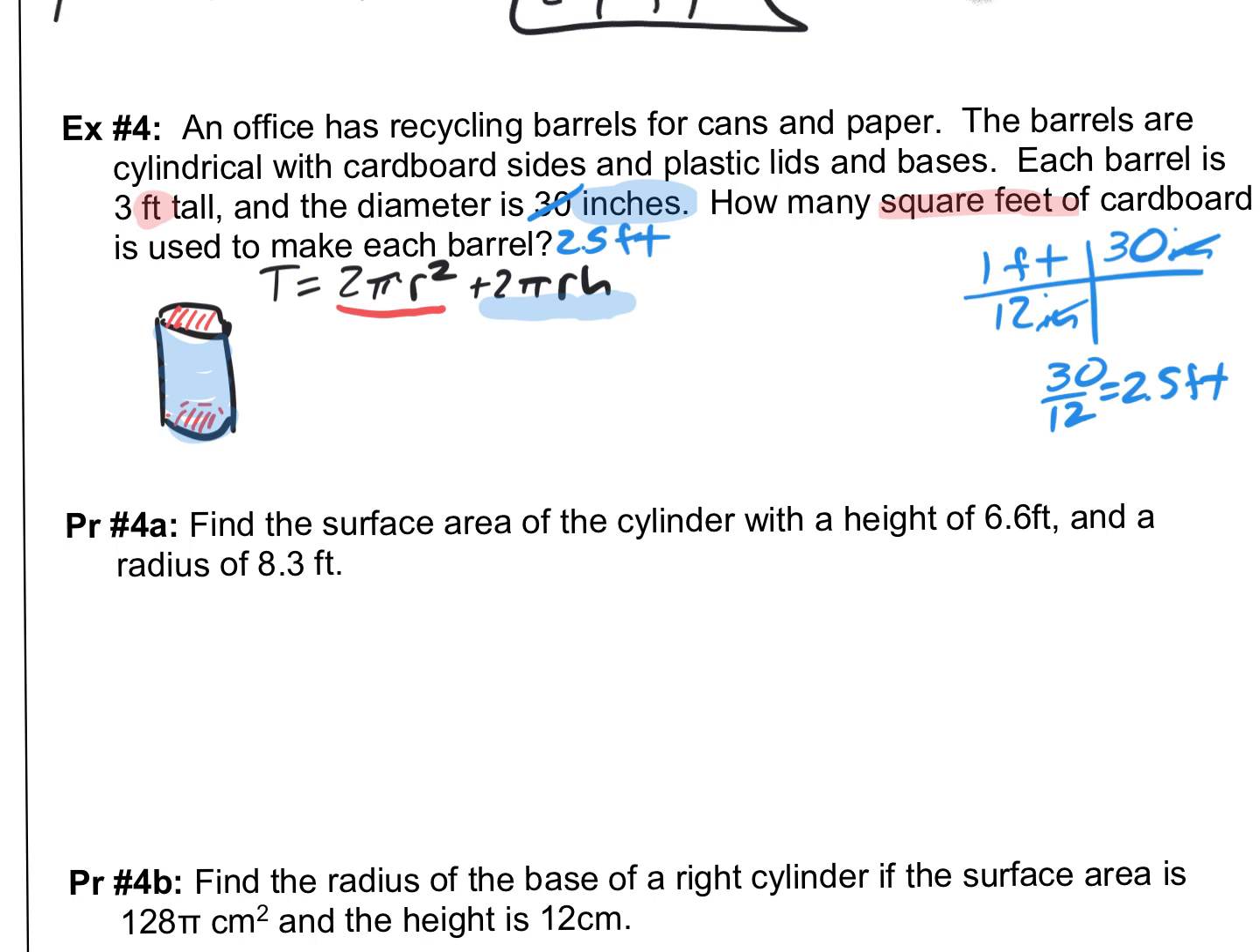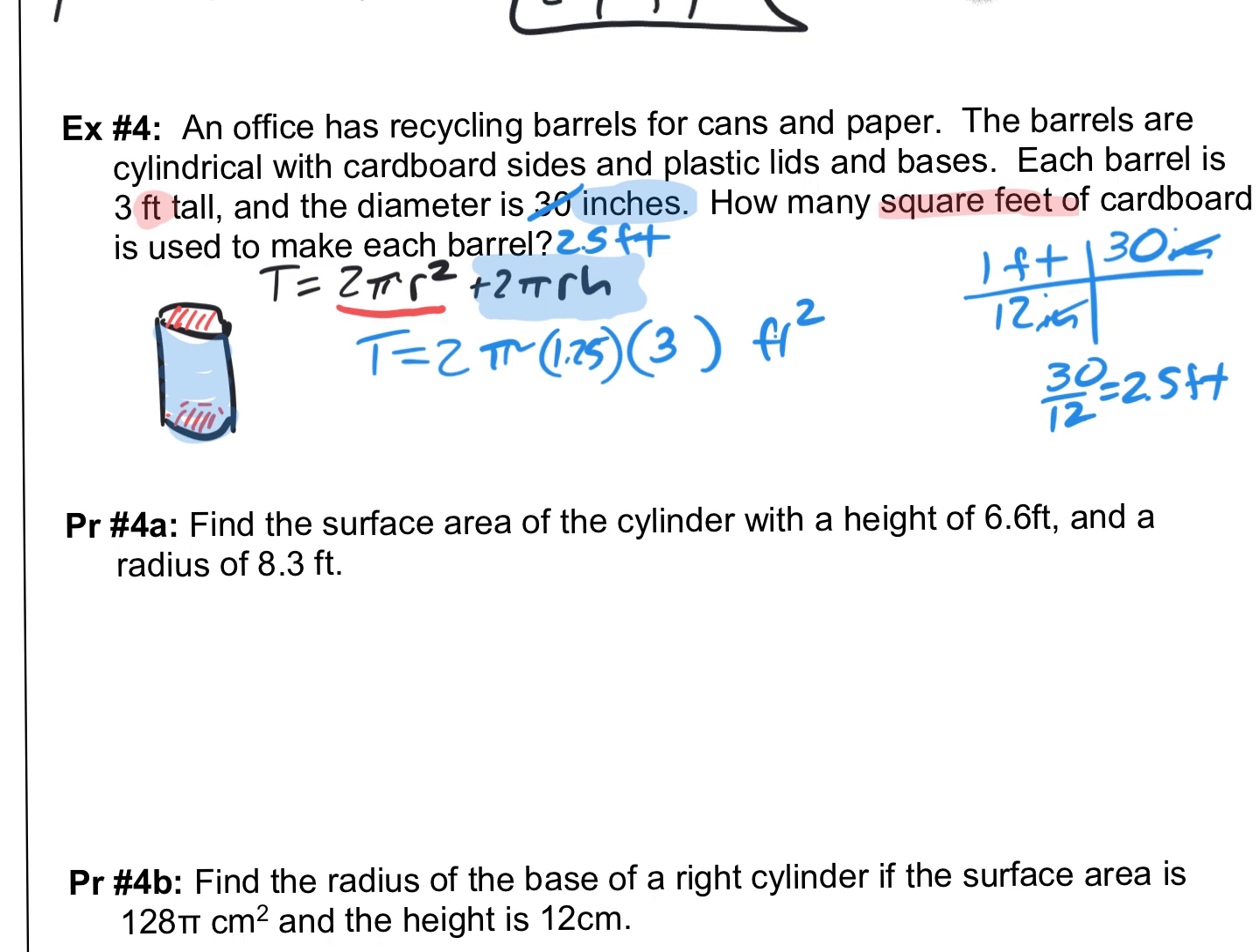So in this situation, since all we're doing is finding the cardboard part, which they tell us the barrel is associated with cardboard sides and plastic lids and bases, and they just want to know the square feet of cardboard, we really only care about this part. So what do we know? Well, let's go for it. Surface area in this situation would just be 2 times pi times the radius times the height. Well, we now know that the diameter is 2.5 feet. Therefore, the radius would be half of that. So that would be 1.25 feet. And the height, we already know the height. It says each barrel is 3 feet tall. So the height is just 3. And that's all in feet now. So we know that our answer is going to be in square feet.